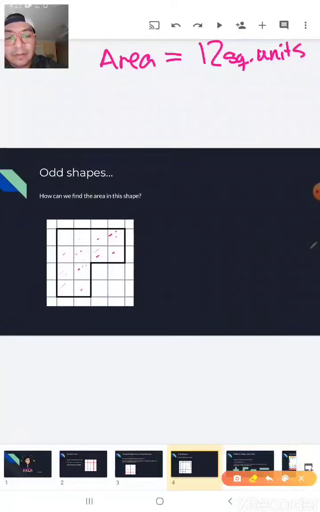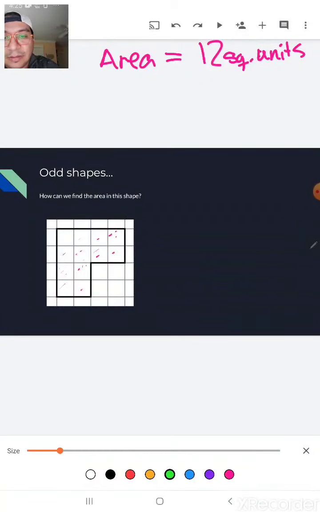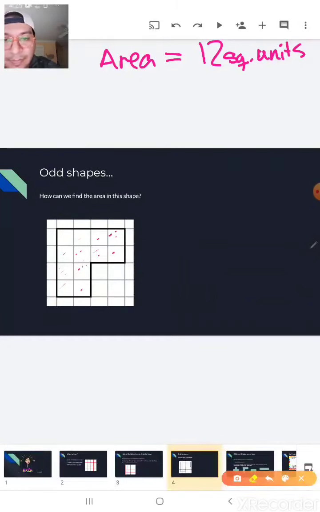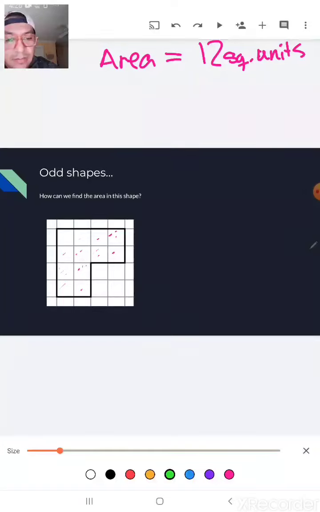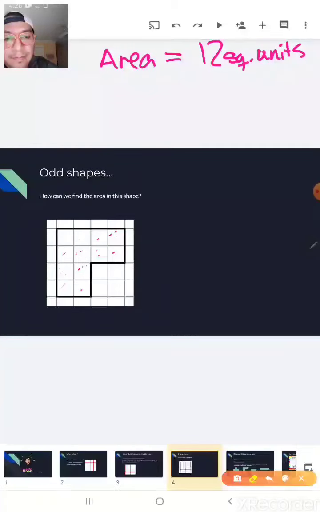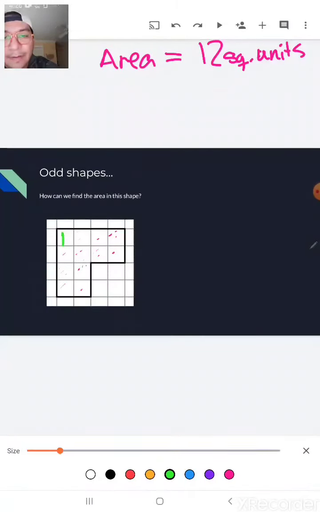Example. Here we are. I could have just gone 1. Why am I not being able to write? Oh, because I'm not in the pen version. There you go: 1, 2, 3, 4, 5, 6, 7, 8, 9, 10, 11, and 12. Same thing, counting them off, but now I'm putting a number in each individual square.